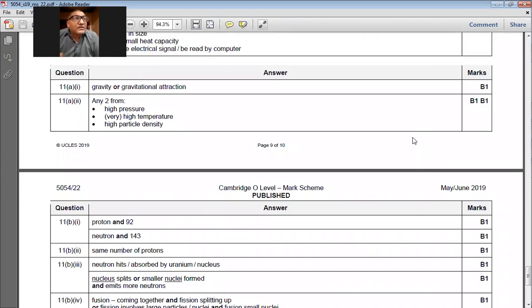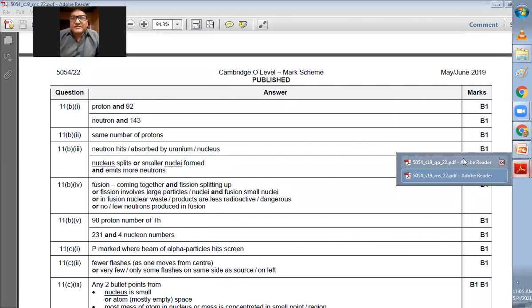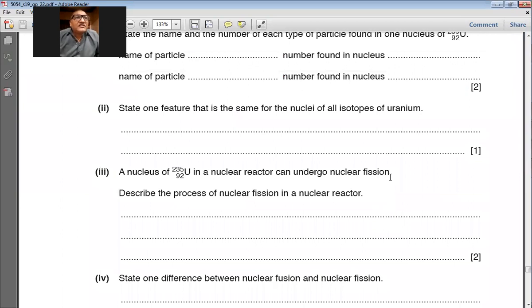Question number 11, A, first part, gravity or gravitational attraction. Question number 11, A, second part, high pressure, very high temperature, high particle density. And question 11, B, first part, proton number 92, neutron number 143. Our answer is right. So same number of protons. Okay, so we are done with the question number 11B, second part. So now let's move to the next part.